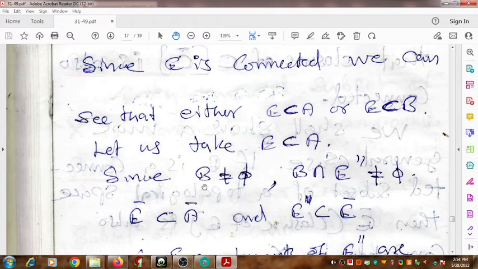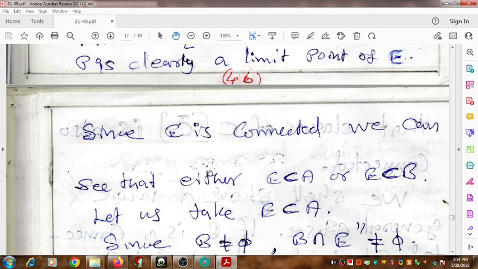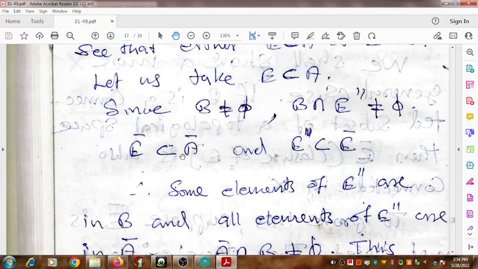Since B is not equal to the empty set, B intersection E double prime will not be an empty set. Since B is not an empty set, B intersection E double prime is also not an empty set, and therefore closure of E is a subset of closure of A. Thus closure of E is a subset of closure of A.